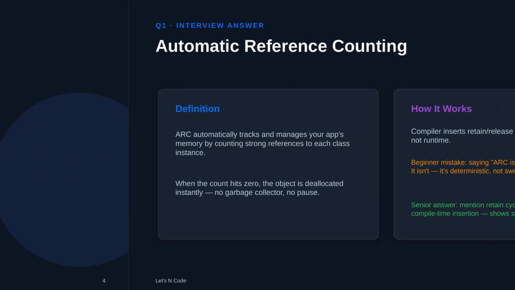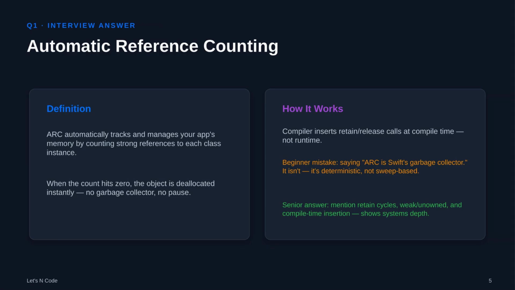Here's where most juniors trip up. They call ARC Swift's garbage collector. It isn't. Garbage collection is non-deterministic. It runs whenever the system decides to. ARC is deterministic. The compiler literally inserts retain and release calls at compile time.